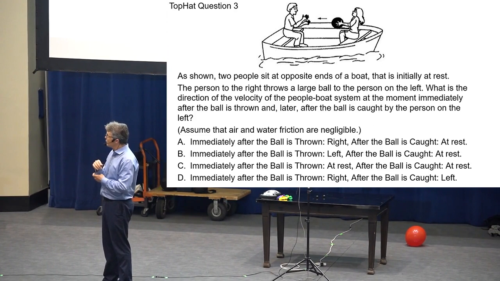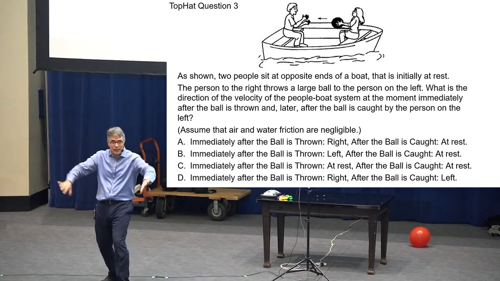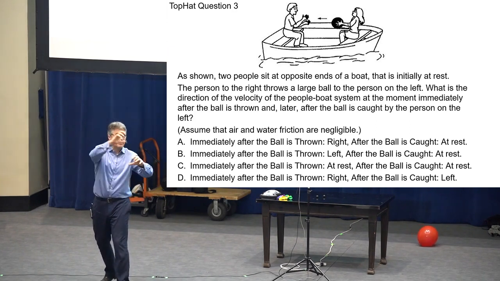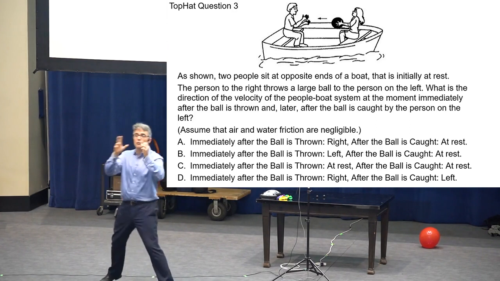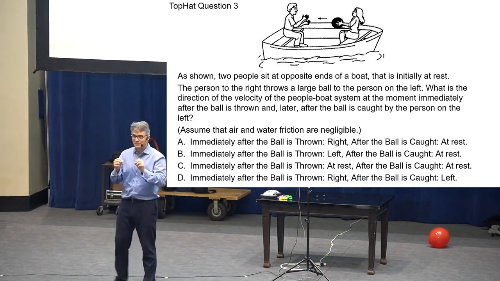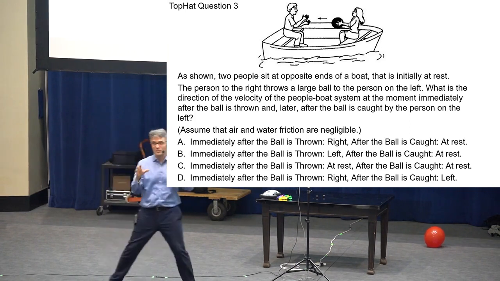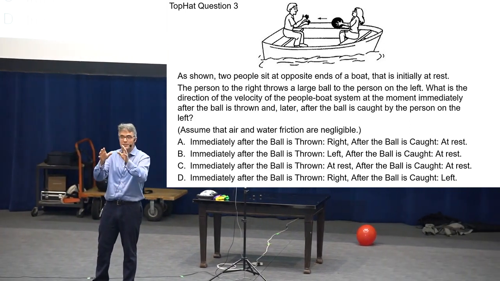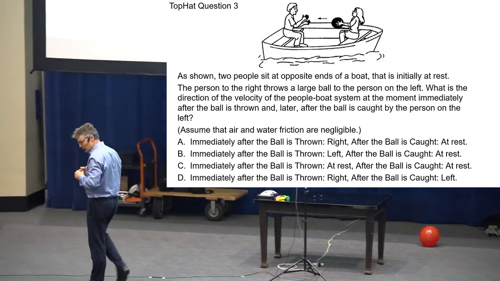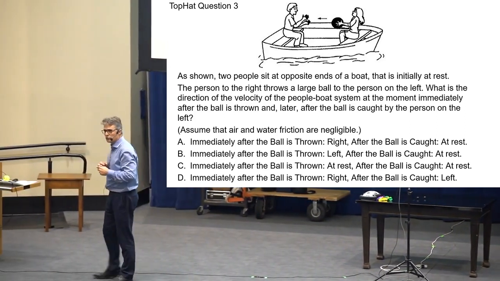As shown, two people sit at opposite ends of the boat that is initially at rest. The person to the right throws the ball to the person on the left. So, what I'm going to ask you about is the velocity of everybody else, the boat and the people, just after it's thrown, so the ball is in midair, and then when the other person catches it, after it's been caught. So, you imagine it? You throw the ball, the other person catches it. So first the ball is at rest, then it's thrown and flying, and then at the end, the ball is at rest. So one of these should look good to you.